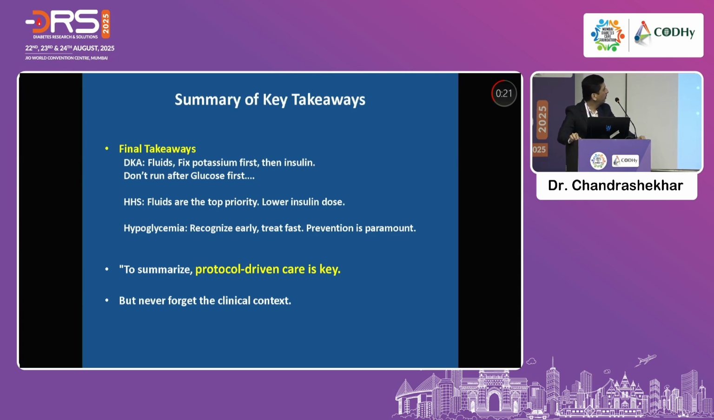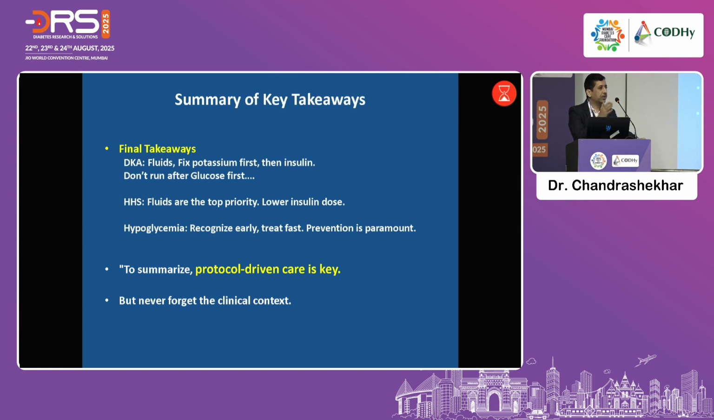In HHS, the fluids are top priority, but here use a lower insulin dose. That's the key for HHS. More fluids, less insulin. And in hypoglycemia, recognize early, treat fast. Prevention is of paramount importance. To summarize, overall, we have to follow the protocol-based system rather than individual instincts. We should forget individual instincts and go with a protocol-driven system, because with DKA and overall, if you see, the protocols are very clear.